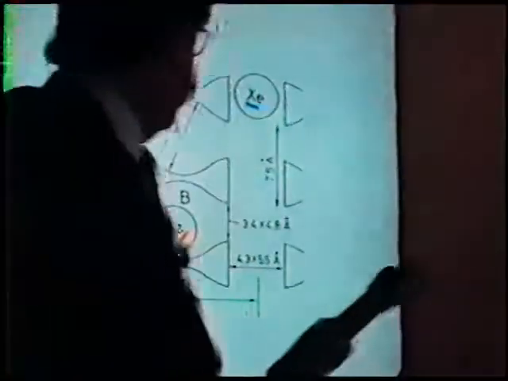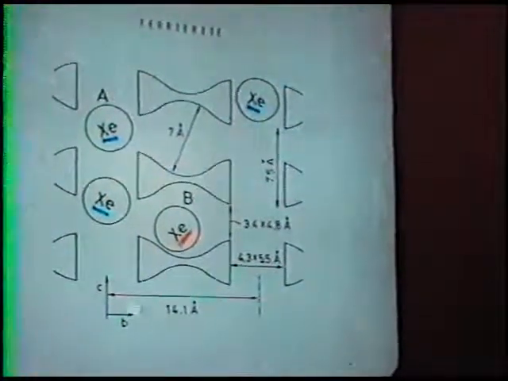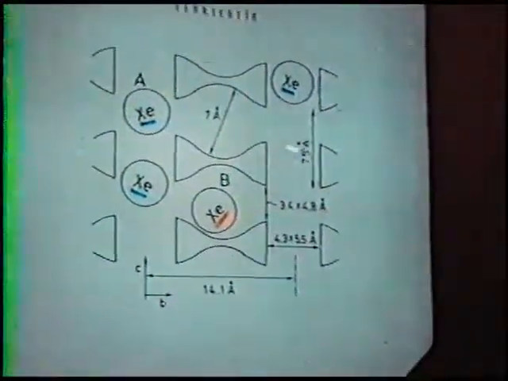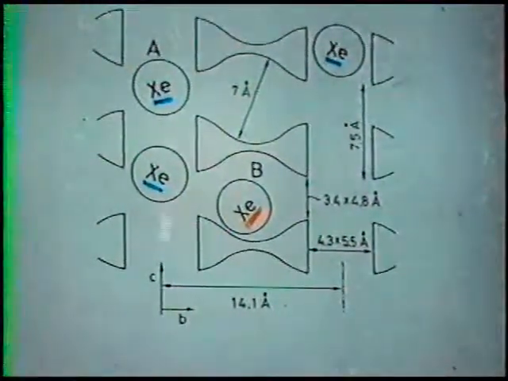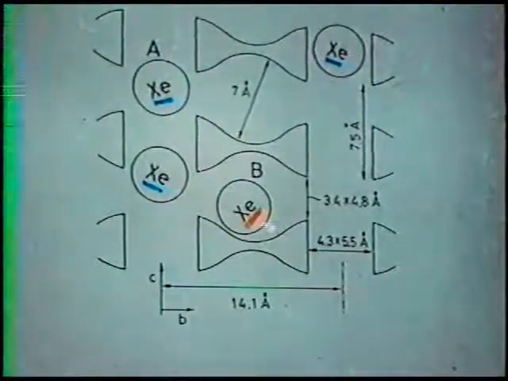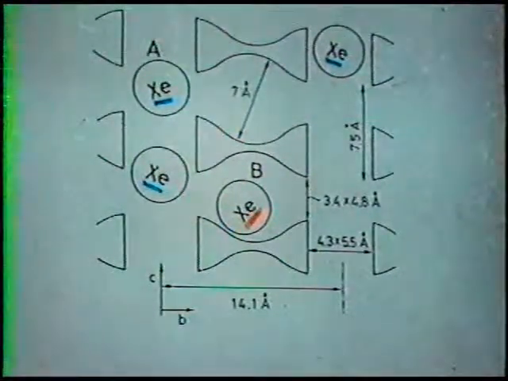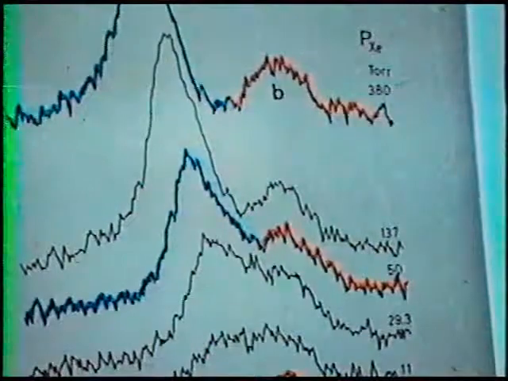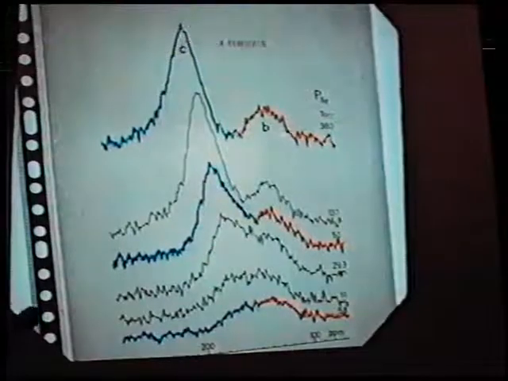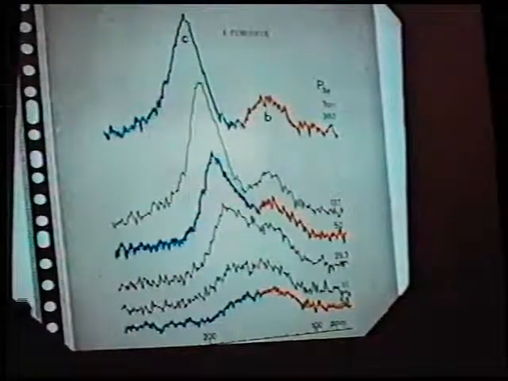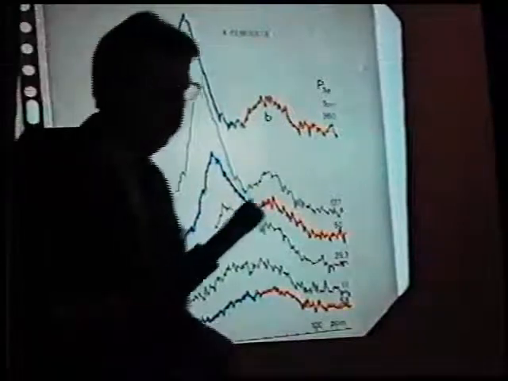For example, for the ferrierite, we have two different channels. Xenon can be adsorbed either in this channel C, parallel to the C axis, or in this rather spherical cavity along the B axis, and we must detect two signals corresponding to the location of xenon in these two sites. This is the B channel and this is the C channel, and it's possible to determine, of course, for each level of xenon concentration, the number of adsorbed atoms in each site.